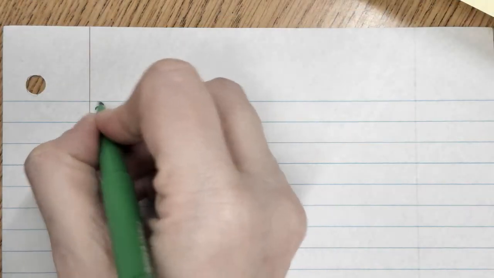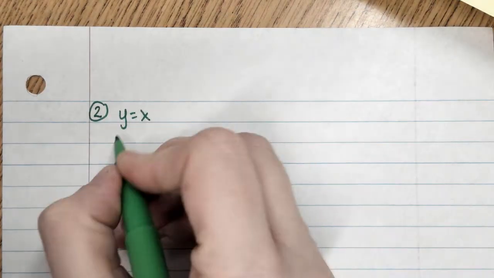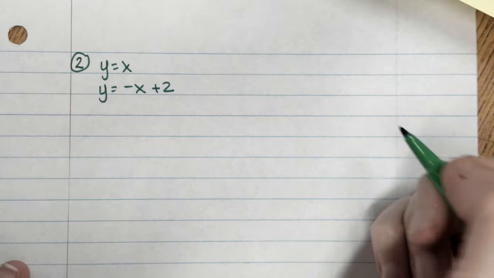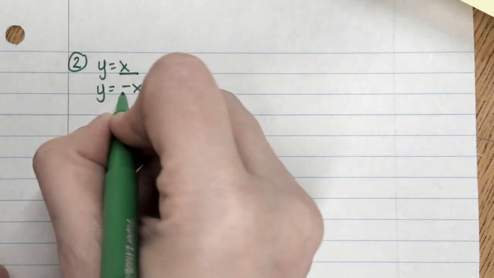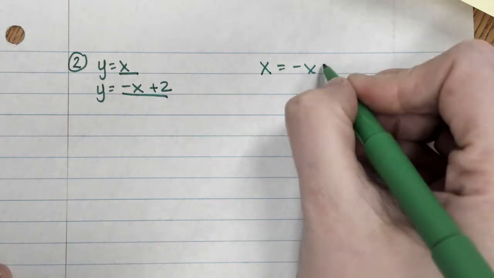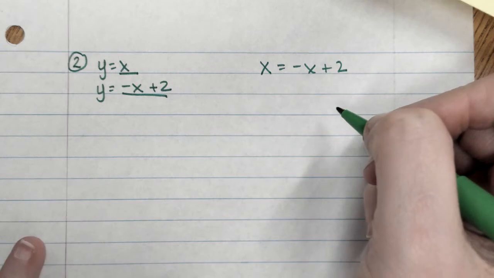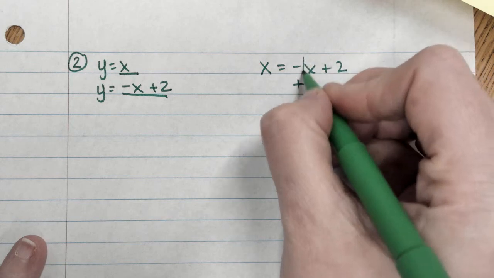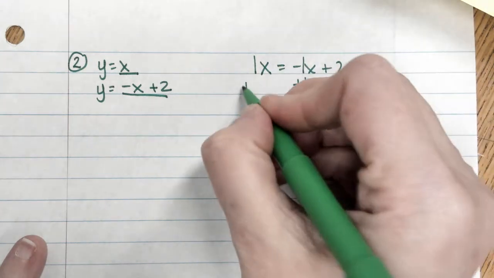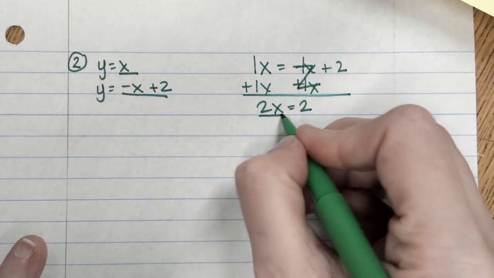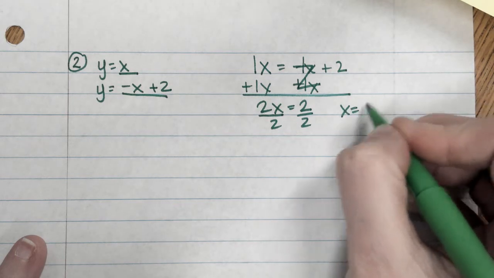All right, so the first one we're going to do is number 2. Number 2 says y equals x and y equals negative x plus 2. So remember, the first step in setting equal is I take the mx plus b half of the equation and I set those two equal to each other. So I have x equals negative x plus 2. The first thing I'm going to do is solve for x. I'm going to add 1x to both sides to zero this out. Now I have 2x equals 2. I'm going to divide both sides by 2, and I get x equals 1.